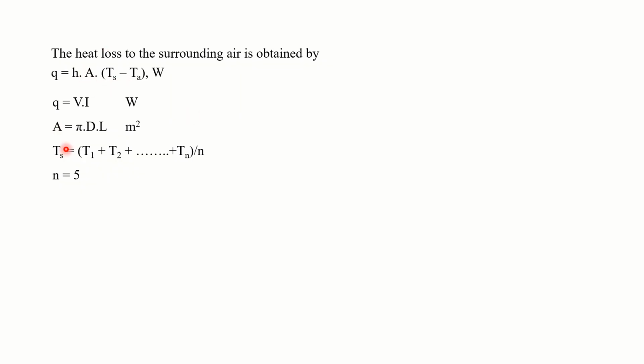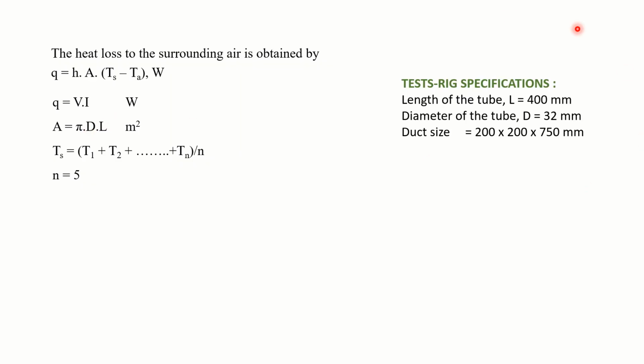Then area A can be calculated by using the formula πdL, where d is the diameter of the pipe and L is the length of the pipe. Here you are given the specification data, and with its help you can calculate the area. Then TS is the average surface temperature, the average of T1 to T5, and TA is found experimentally, that is observation data. By rearranging this expression, you will get the experimentally found value of the heat transfer coefficient. Q can be calculated from V into I, A is through πdL, along with TS and TA. By substituting all these values, you will get the experimental value of the heat transfer coefficient.